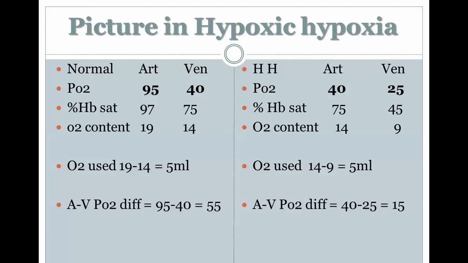Picture of hypoxic hypoxia. Practice. This is the normal and this is the HH. Normal PO2, arterial and venous: 95 and 40. With 95, how much will be the saturation? In the plateau phase, 97, 98, 99.